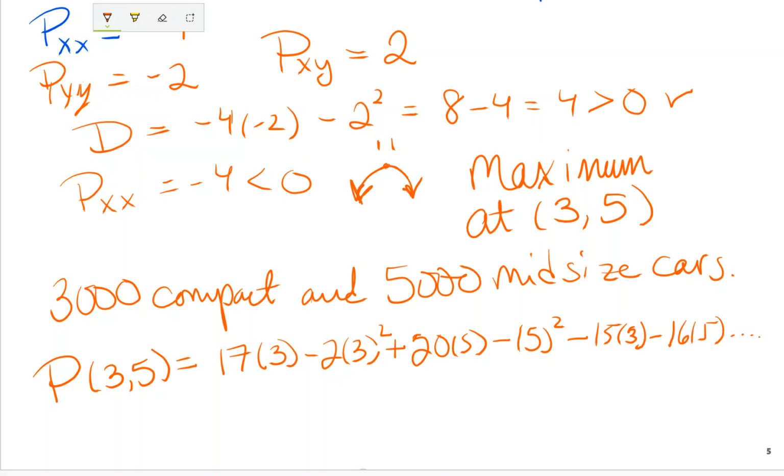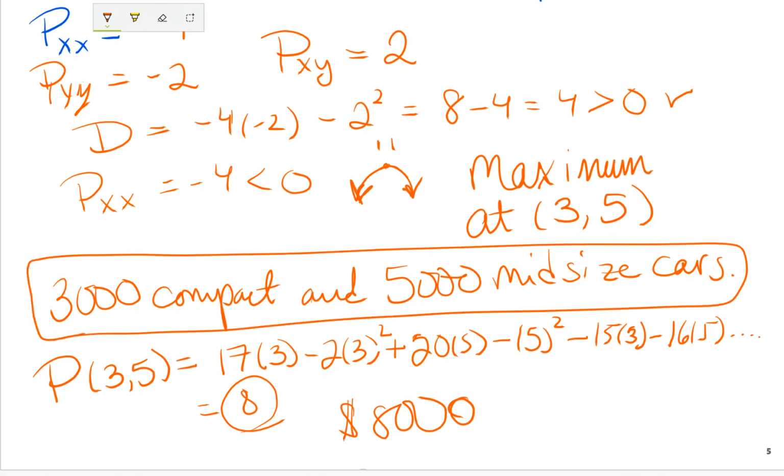You know what I'm up to, right? You're just plugging 3 and 5 into the formula. When you do that, you'll get 8. So you'll see a couple problems where they ask you for what is the profit when it's maximized. Then you'd say, oh, it's $8,000. This would be the answer to our question.